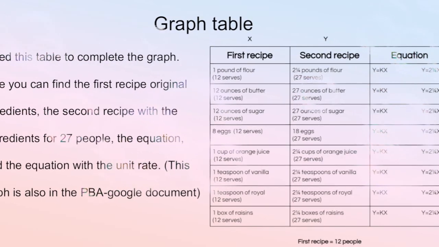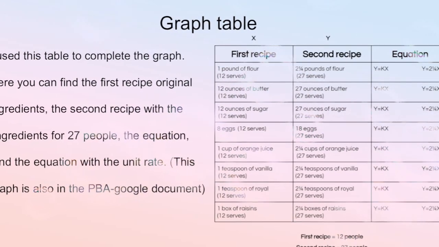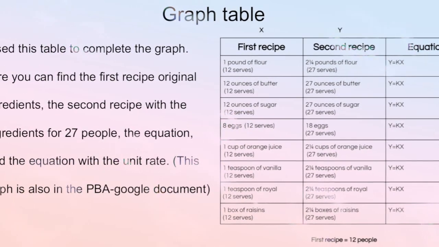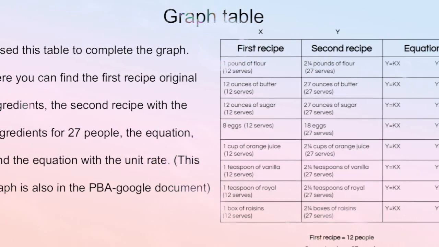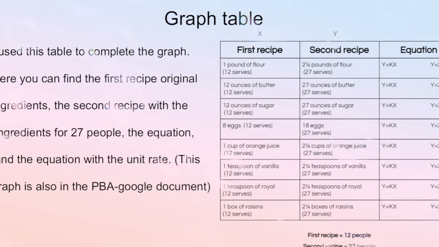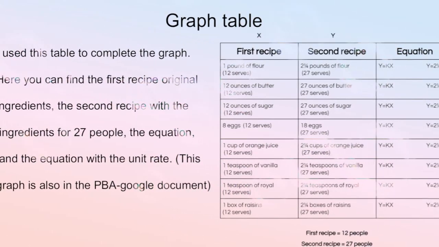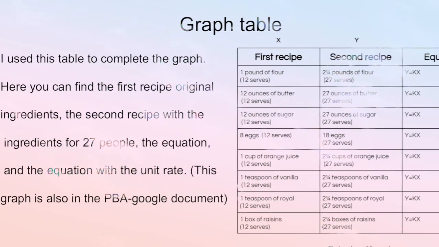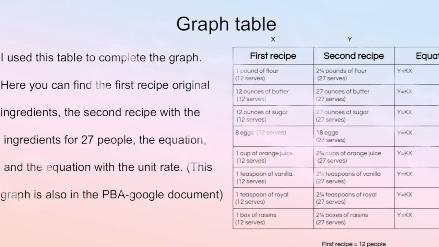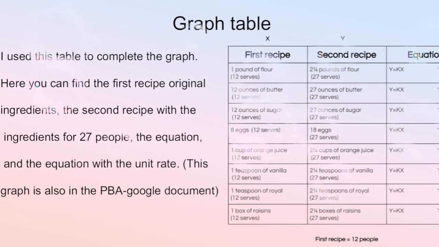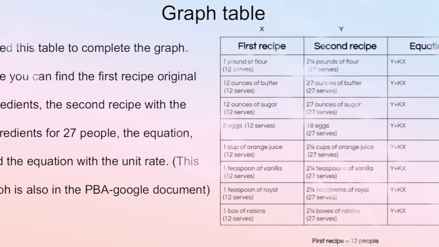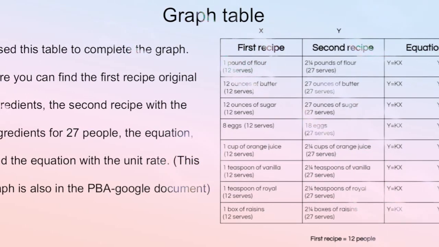First recipe: 1 pound of flour for 12 serves, 12 ounces of butter for 12 serves, 12 ounces of sugar for 12 serves, 8 eggs for 12 serves, 1 cup of orange juice for 12 serves, 1 teaspoon of vanilla for 12 serves, 1 teaspoon of royal for 12 serves, 1 box of raisins for 12 serves.